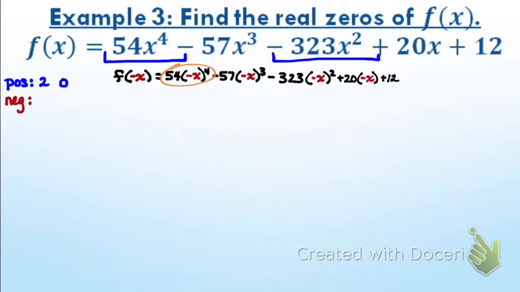On my first term up here, will my sign be the same as the original, or will it change? Same. It's going to stay 54 x to the 4th. What about my next term over? That one will change. This is going to be plus 57x cubed. Stay the same or change? Stays the same because I have negative x squared, so it's going to stay exactly what it was before. This is going to stay minus 323x squared. And then I'm going to have minus 20x plus 12.